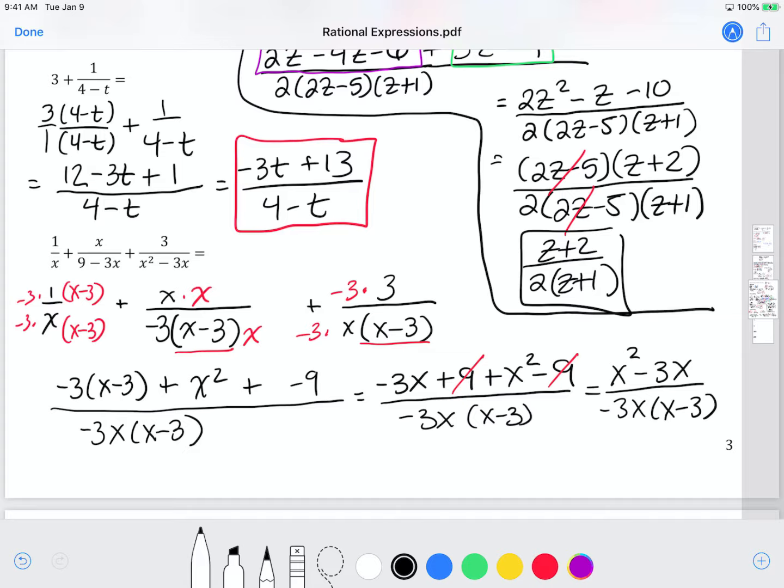Now we're almost done. The top, or the numerator, I can factor that, and it will simplify with the denominator. I can rewrite the numerator, if I factor it, as x times x minus 3, and my denominator is negative 3x times x minus 3. So they have an x minus 3 in common, they have an x in common, and so what's left is 1 over negative 3. So that big mess with all three of those fractions, when I add them up, I get my final answer to be negative 1/3.